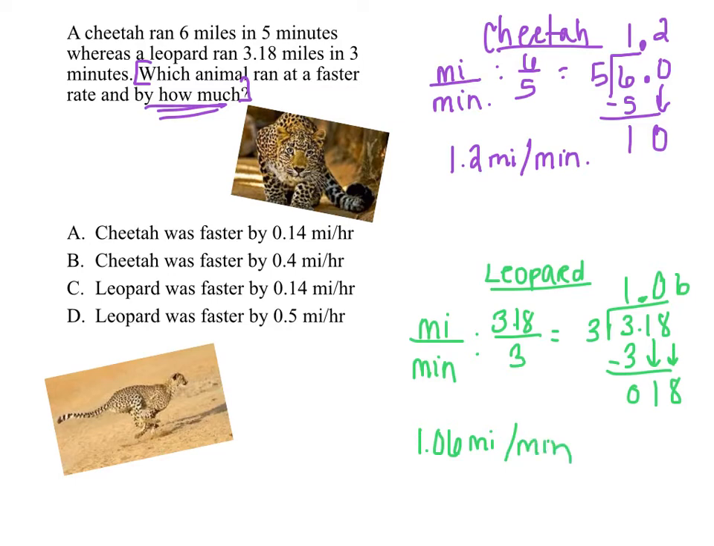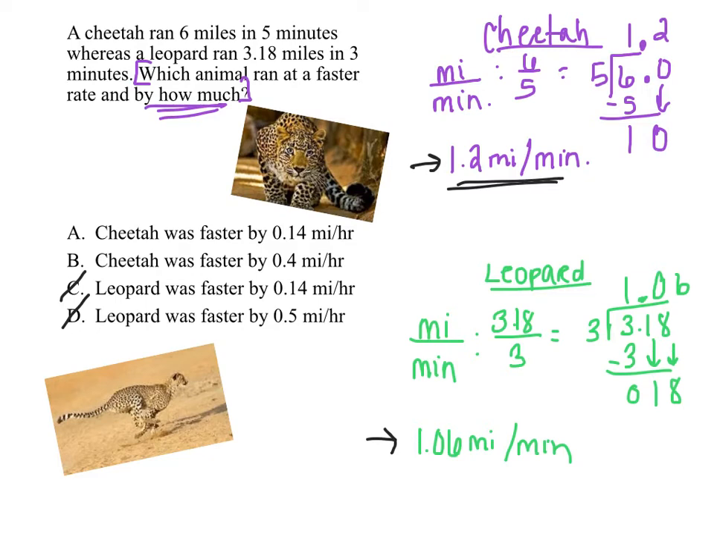So now looking, which is the bigger number, 1.2 or 1.06? Which is 1.2, the cheetah. So C and D can be eliminated. Now, does the cheetah run faster by 0.0 or 0.14 miles an hour or 0.4 miles an hour?